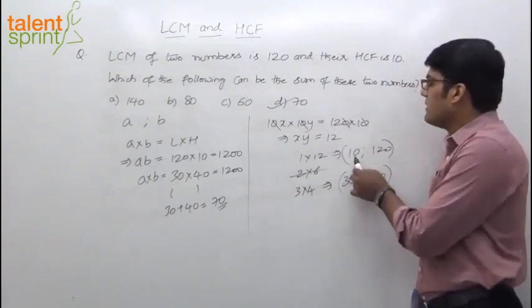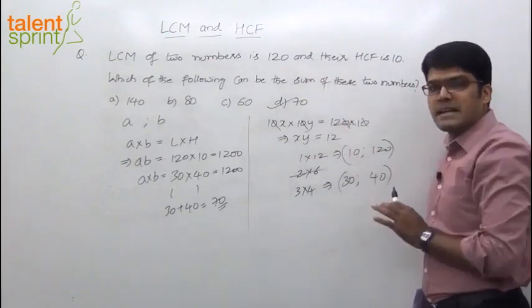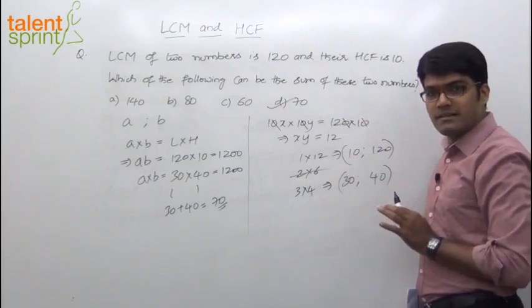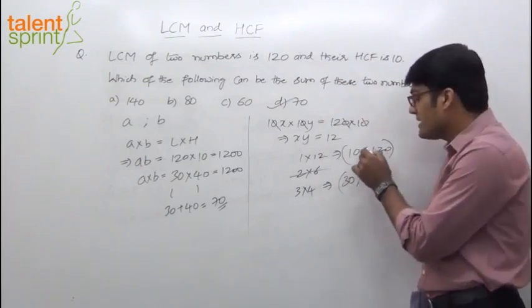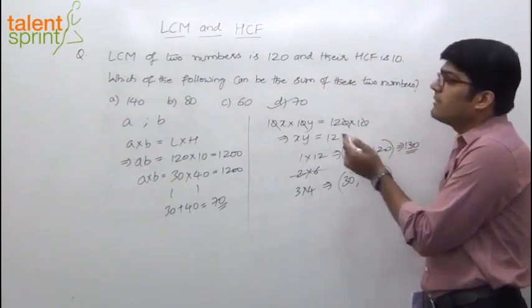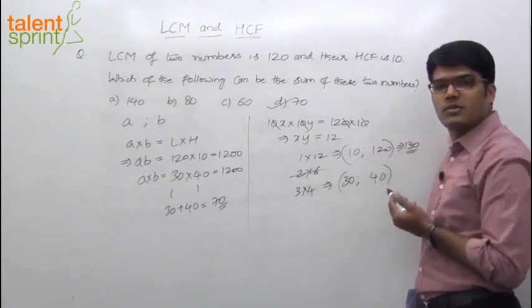Now 10 and 120, what is the LCM? 120 is the LCM, satisfied. What is the highest common factor? 10 is the highest common factor, satisfied. This is possible. So what will be the sum of numbers? 10 plus 120, 130. 130 is the sum. But 130 is not given in the options, so we will not consider it.